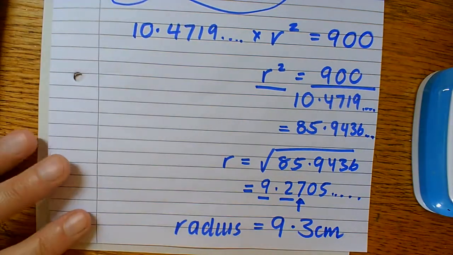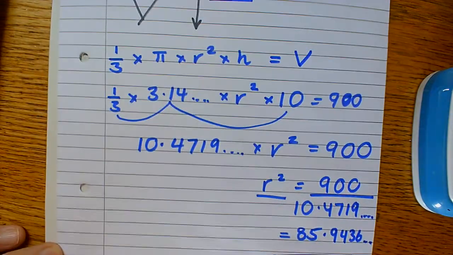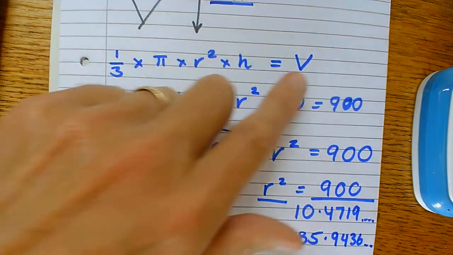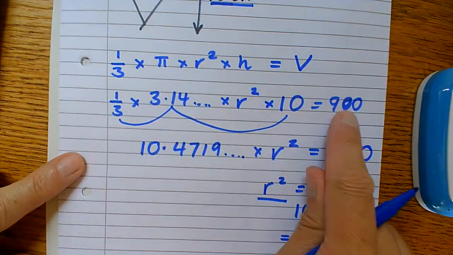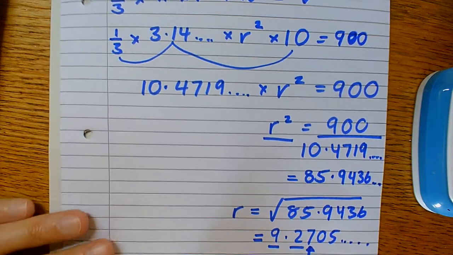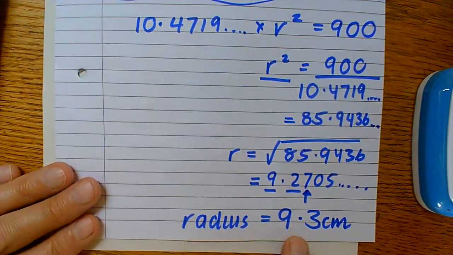So this procedure hopefully is becoming familiar. It'll work with any formula. We write out the formula equals the answer. We fill in the numbers we know, a bit of multiplying and dividing, and at the end there we get the answer.